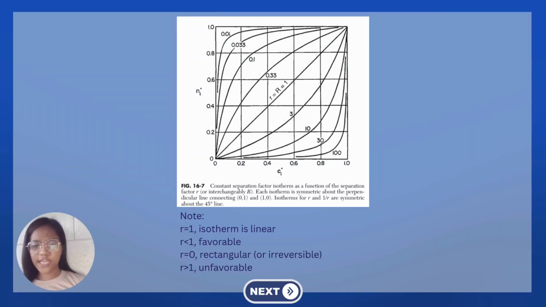Figure 16-7 shows constant separation factor isotherms for a range of R values. The isotherm is linear for R equals 1, favorable for R less than 1, rectangular or irreversible for R equals 0, and unfavorable for R greater than 1. As a result of symmetry properties, if R is defined for adsorption of component ion exchange of ion A for B, then the reverse process is described by 1 over R.